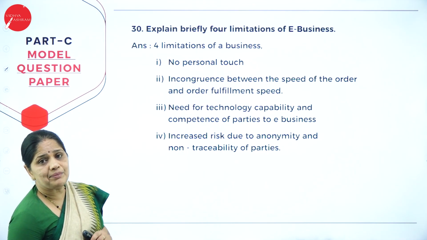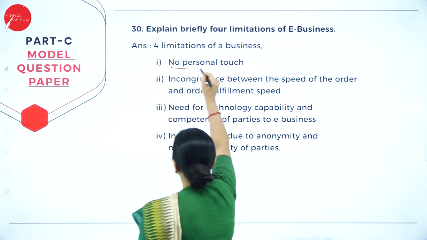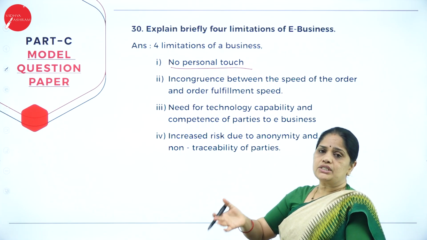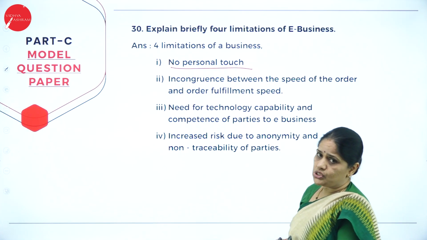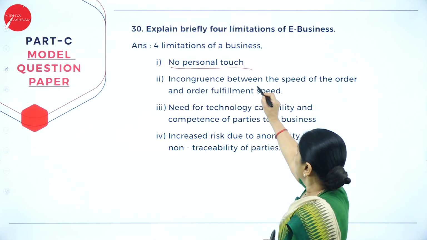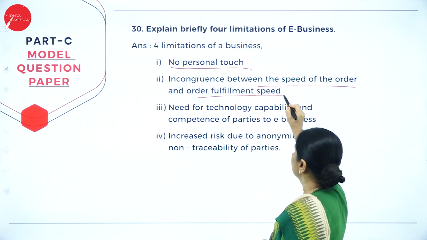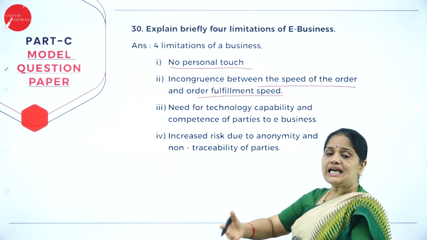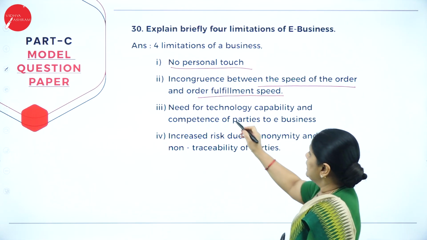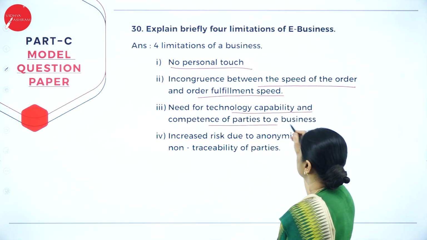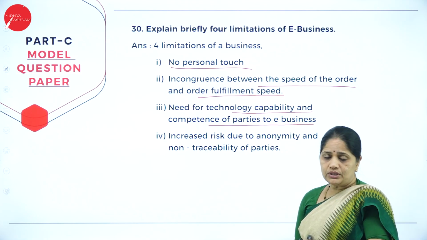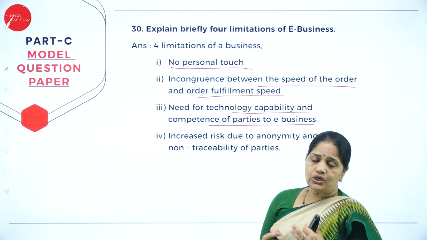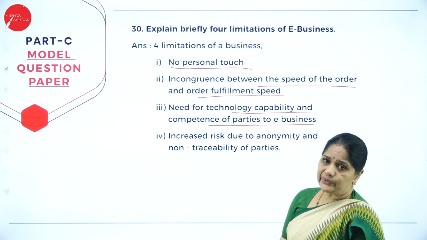Next, explain briefly the 4 limitations of e-business. In e-business, we don't have any personal touch because all the information, all the communication will be sent through the mails only. Then, incongruence between the speed of the order and order fulfillment speed. We will be just giving the order in full speed, but physical delivery of the goods takes a lot of time. Then need for technology capability and competence of parties to e-business. Both the parties, whether it is the seller or the buyer, need competence in technology. If they don't know how to use technology, they cannot do e-business.